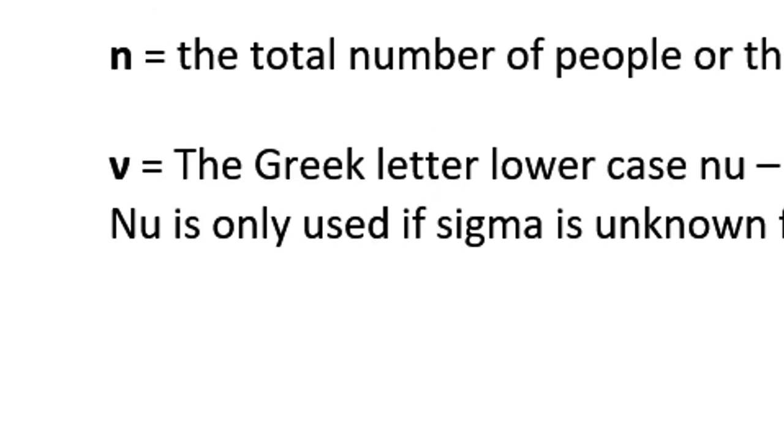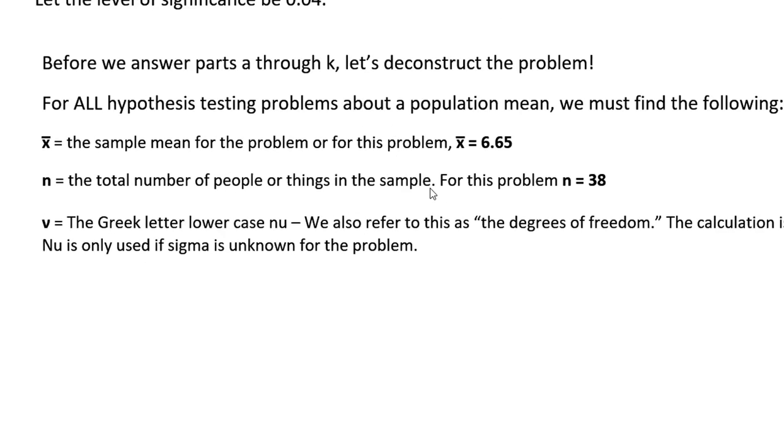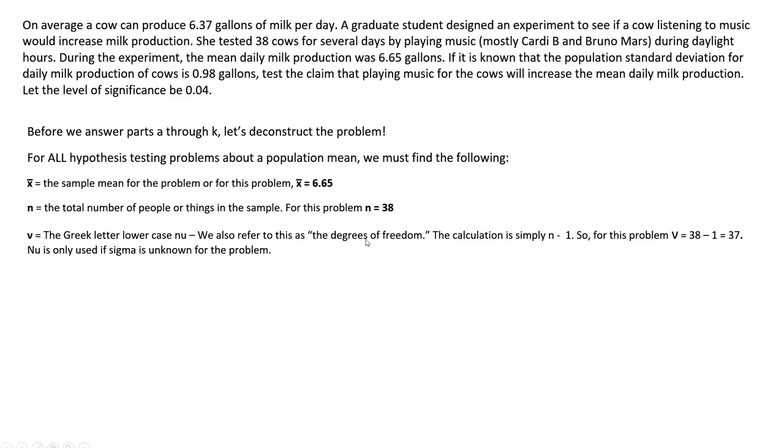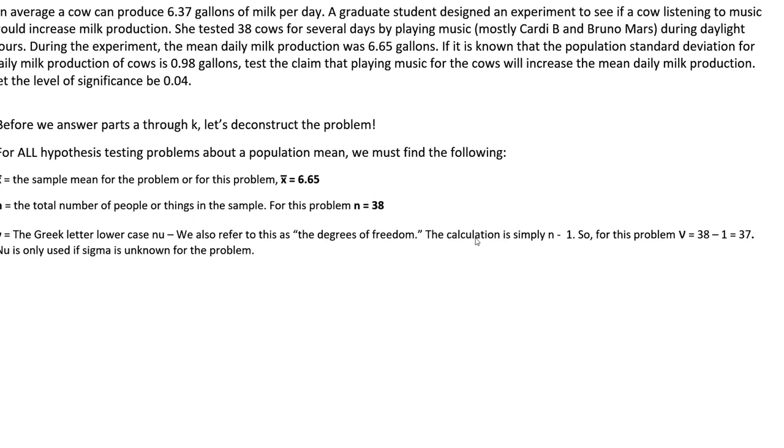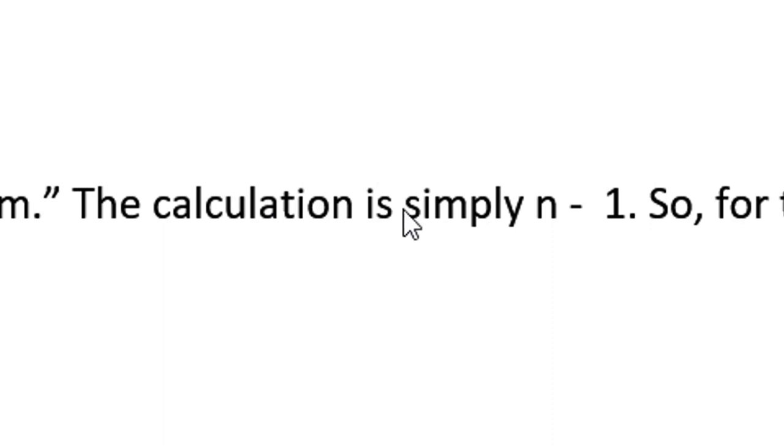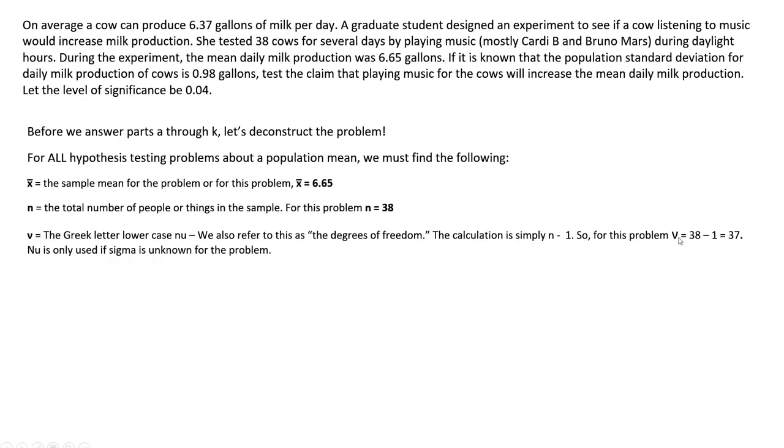This is the Greek letter nu, lowercase. We also refer to this as the degrees of freedom. And the calculation is pretty easy. It's just the number of things or people minus 1. So for this problem, we have nu is equal to 38 minus 1, or 37. We only would need to use nu if sigma is unknown for the problem.